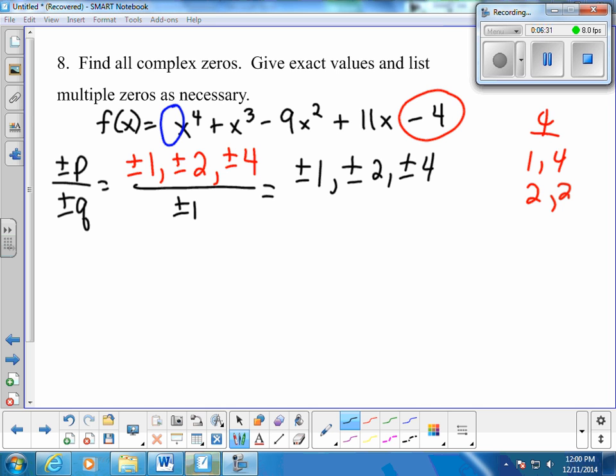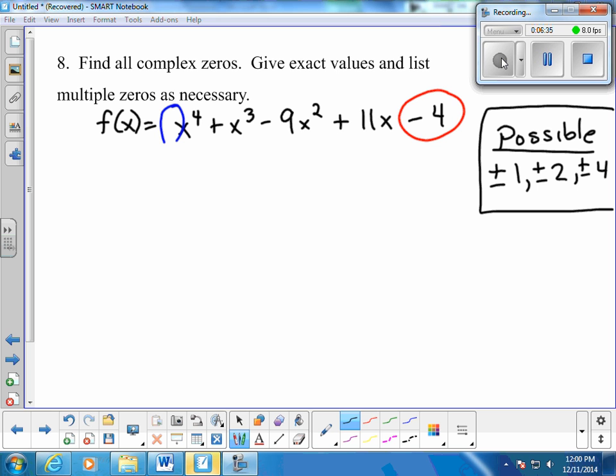Okay, I'm going to move that information off to the side so we have some room for synthetic division. So I moved my possible zeros off to the side, and I'm going to start with 1x to the 4th, 1x to the 3rd, negative 9x squared, 11x minus 4. I'm going to set up synthetic division, and I'm just going to start with the first one. I'm going to start with a positive 1.